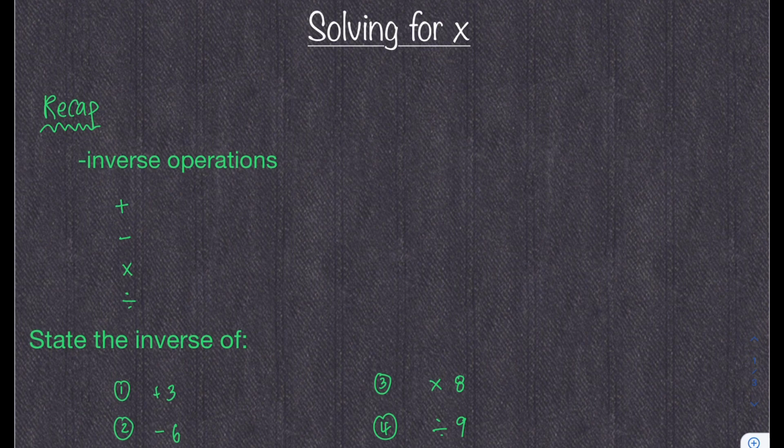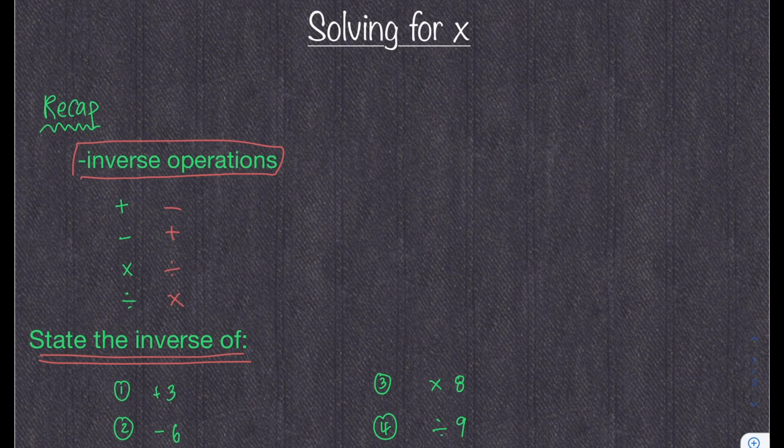For us to solve equations and find the missing value, we need to use what is called the inverse operations. The inverse of plus is to minus, and the inverse of minus is to plus. The inverse of times is to divide, and the inverse of divide is to times. Let's take a look at the examples together.